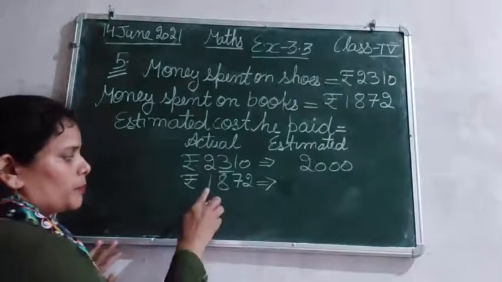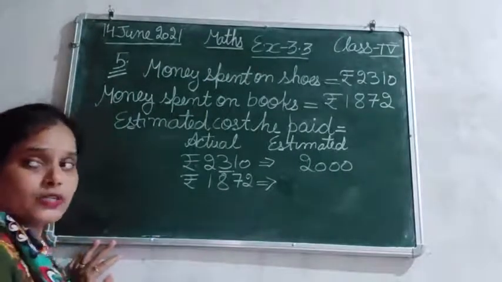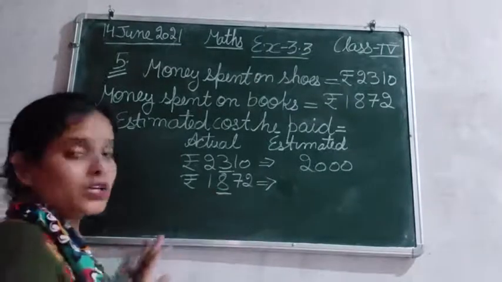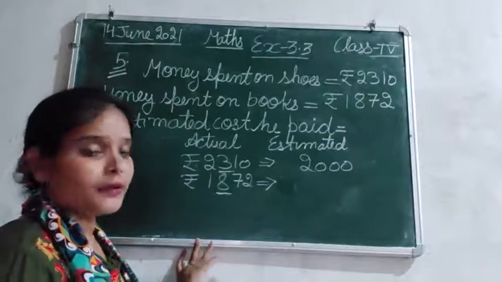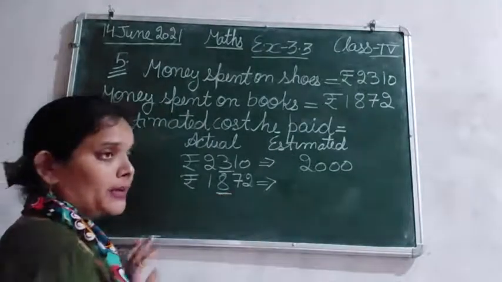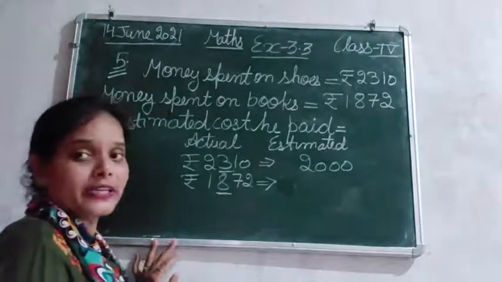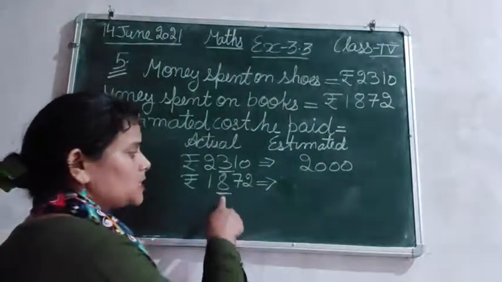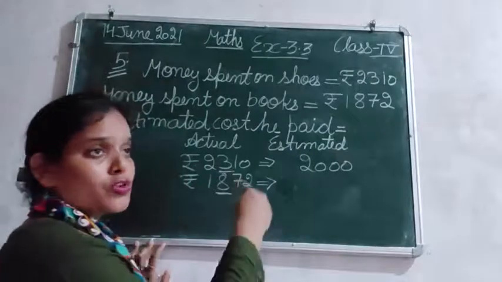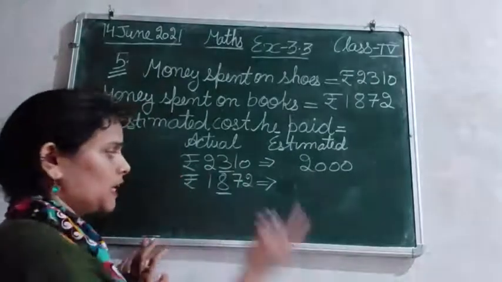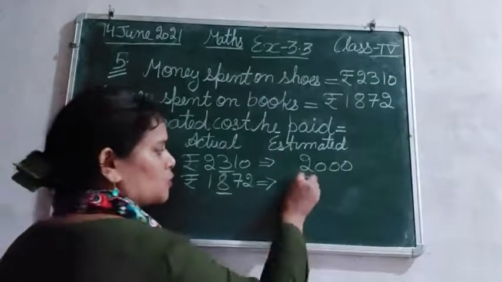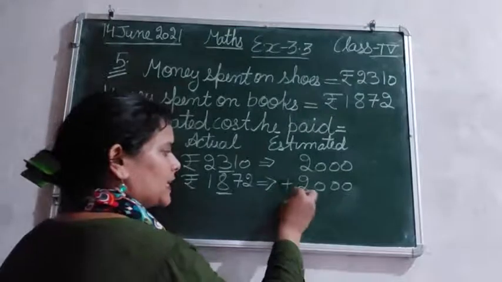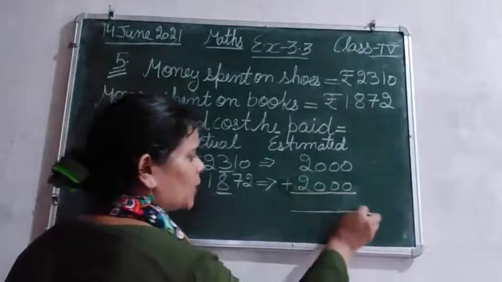1872. So rounding off to the nearest 1000, we will observe the digit at hundreds place. At hundreds place we are having 8. 8 is greater than 5. So that means we will round it off to the next 1000. So 1872 will become 2000. This is the next 1000. So now we need to find the estimated money. So we will add the estimated values.